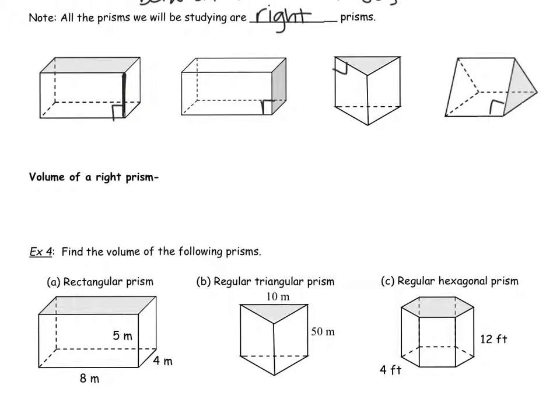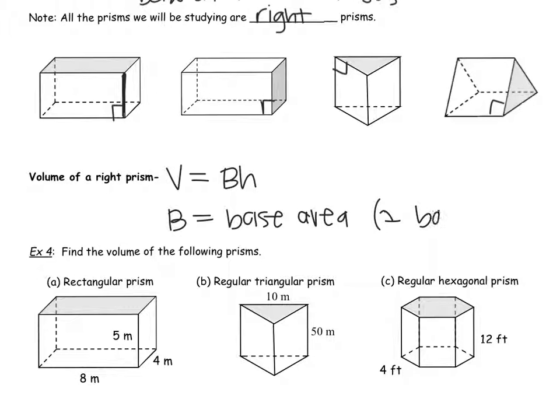So the way we find the volume of a right prism is by the formula V equals BH, where B is the base area. And this is going to be the base area of one base. It is not both bases. Like when we found our base area, we found the area of both of our bases. For volume, we only find the area of one base because we don't want to count it twice.